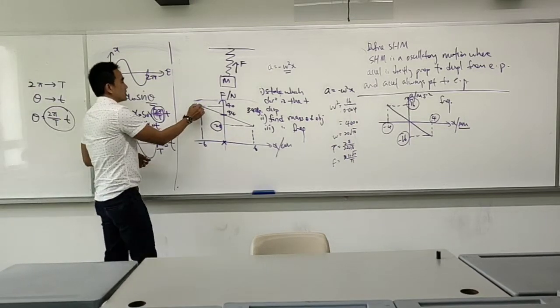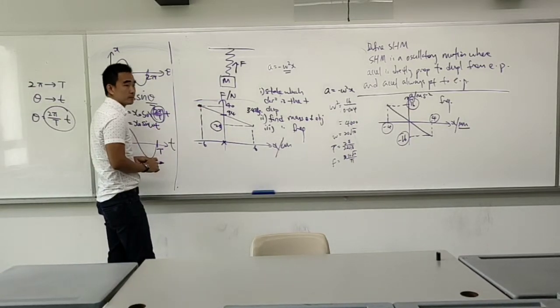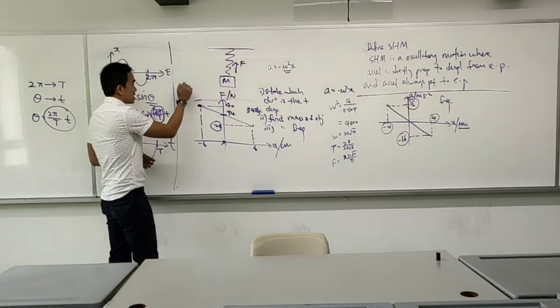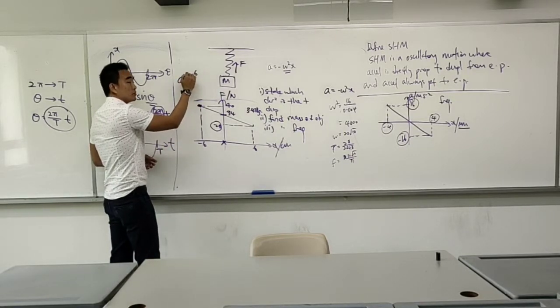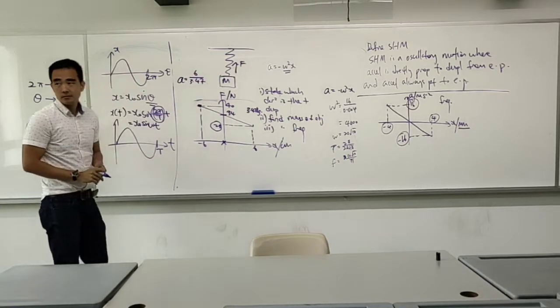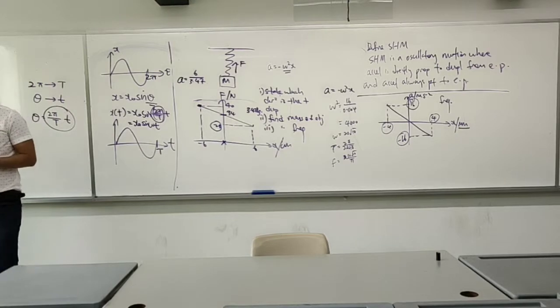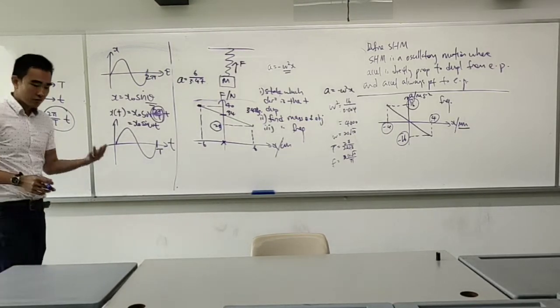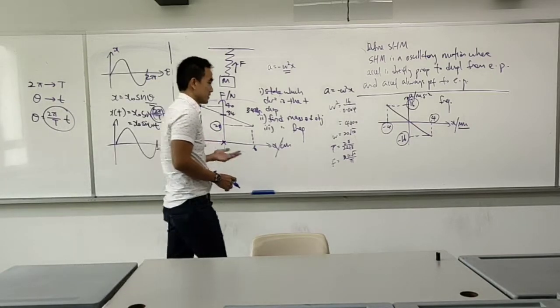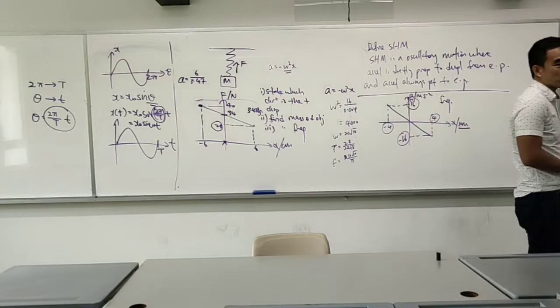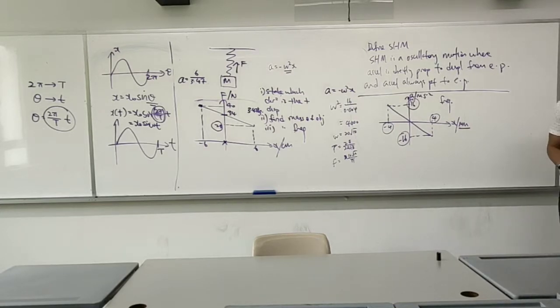Consider this point. What is the net force acting on an object? 40 minus g. So the acceleration is equal to 6 Newton, which is the net force, divided by 3.47. So once you have the acceleration, you have the displacement from the equilibrium, which is 6 centimeters. So what's x? 0.06. Yes.